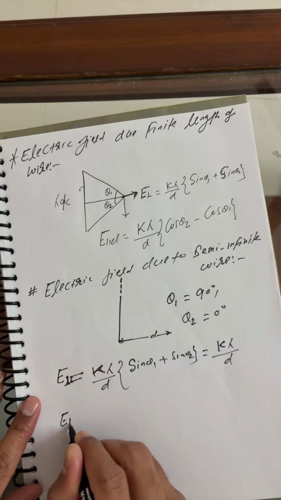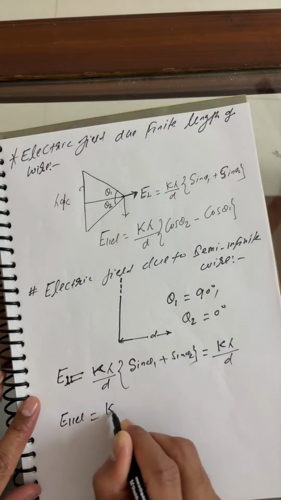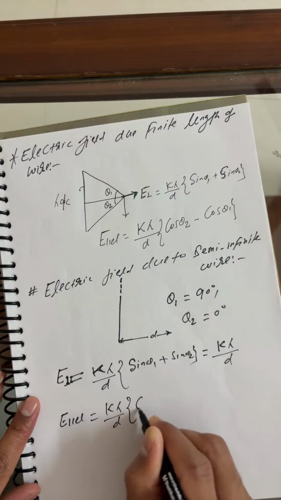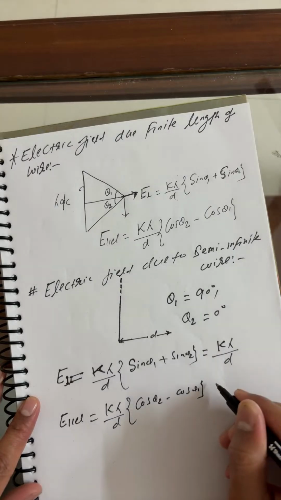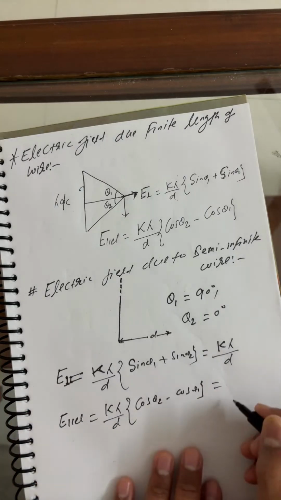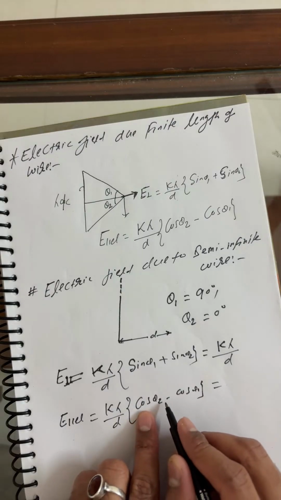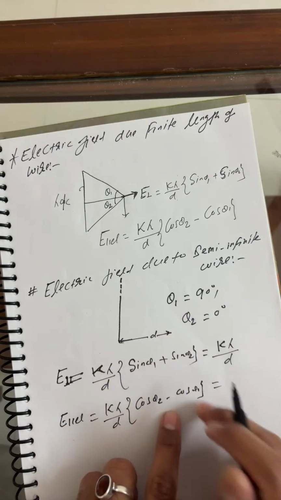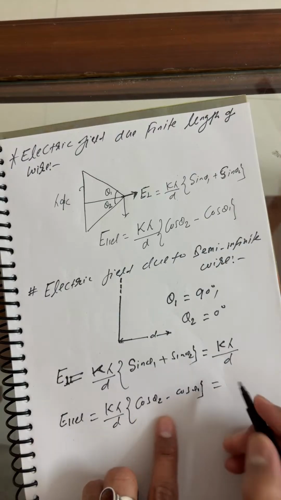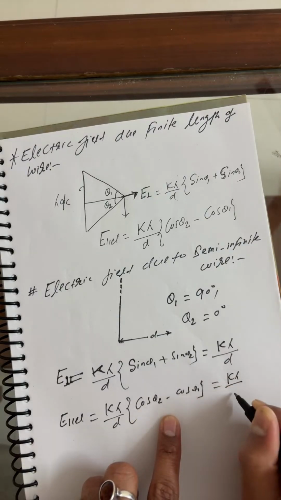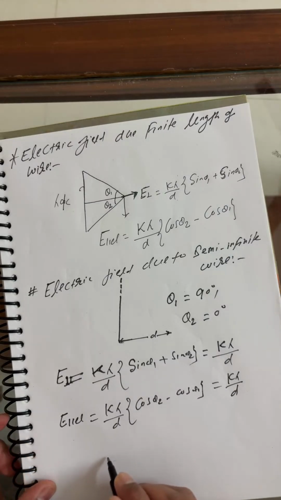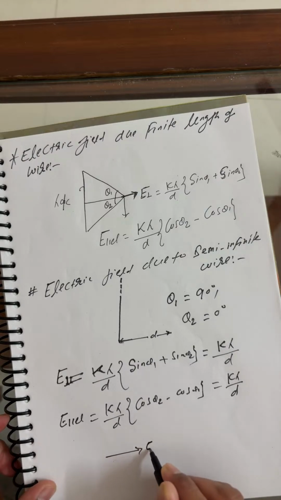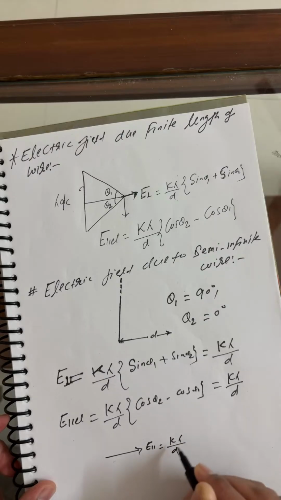Now you can write E parallel as K lambda by D times (cos theta 2 minus cos theta 1). You know cos theta 1 is cos 90, which is 0, and cos theta 2 is 1, so you can write this is K lambda by D. So here you get both of the things: E perpendicular is K lambda by D, and E parallel is also K lambda by D.